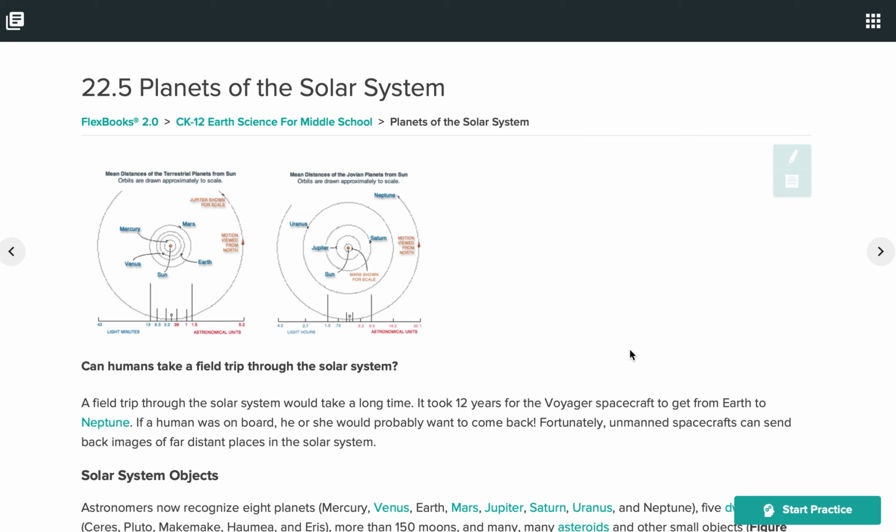So we're looking at a CK-12 textbook again. This is Planets of the Solar System. I'm sorry, I said K-12, it's CK-12. And we're going to start here with this image, which I don't know why it won't get bigger, but let's have a look at it anyway.